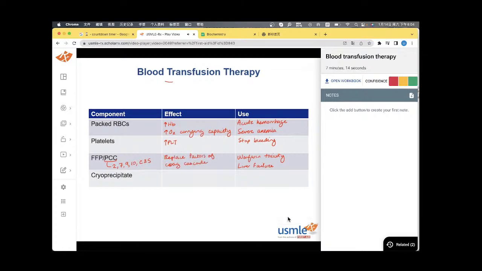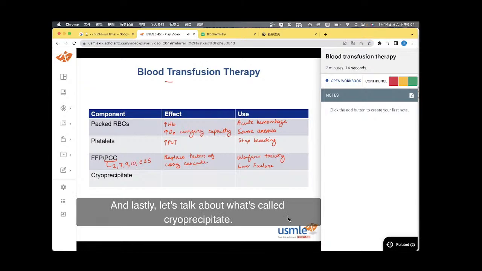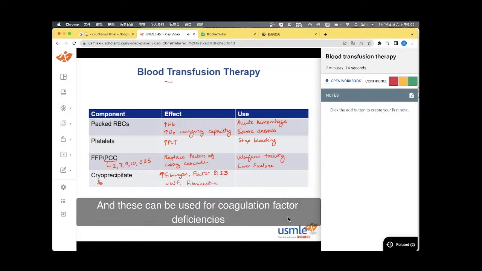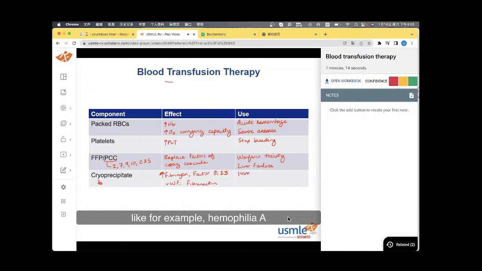And lastly, let's talk about what's called cryoprecipitate. This is just an isolated form of plasma that just contains fibrinogen, factor 8, factor 13, von Willebrand factor, and fibronectin. And these can be used for coagulation factor deficiencies, like, for example, hemophilia A, in which patients have a shortage of factor 8. Let's talk about a few side effects of blood transfusion.